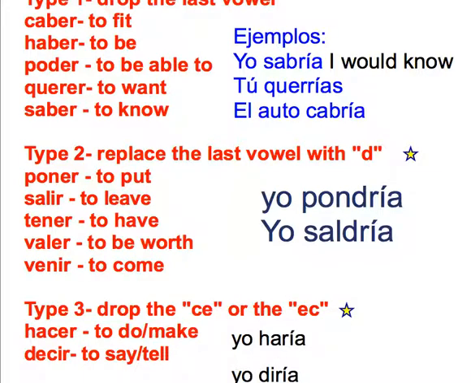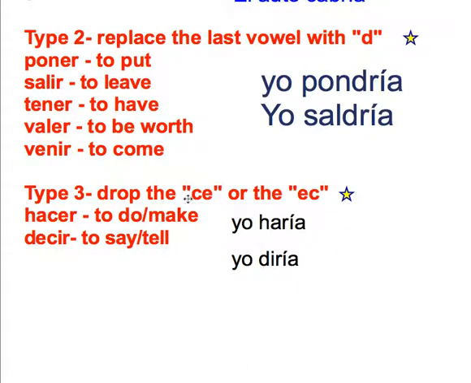The weirdos are the last ones, where we're going to drop the C and E, the letters C and E, from the verbs hacer and decir. So you're going to end up with just har, or dir. Then you add these endings, like yo haría, tú harías, nosotros haríamos, ellos harían. For decir, you have dir, so diría, dirías, diríamos, dirían would be our forms there.